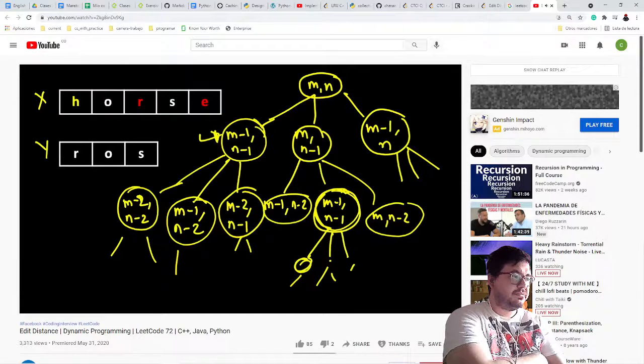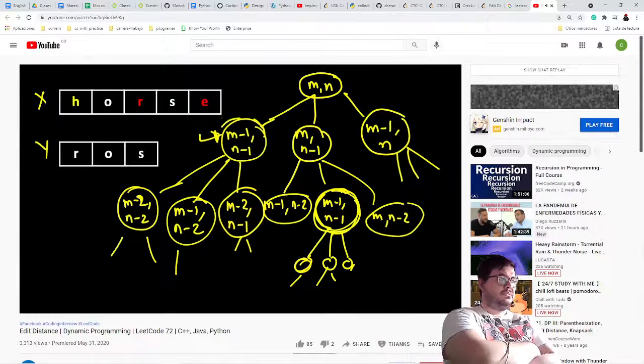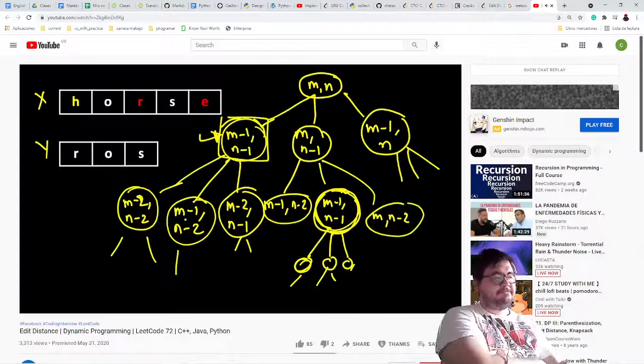The exact same branches will be here below this root m-1 n-1 as this one. Similarly, there will be other cases as well.